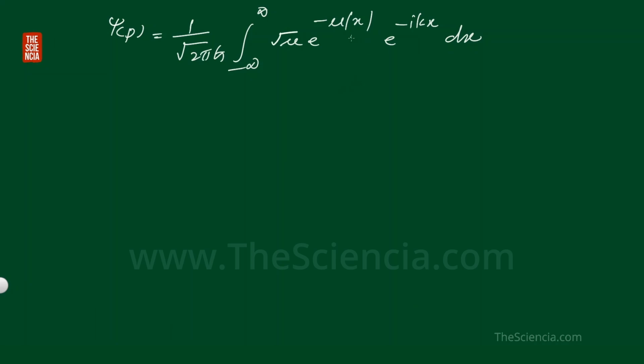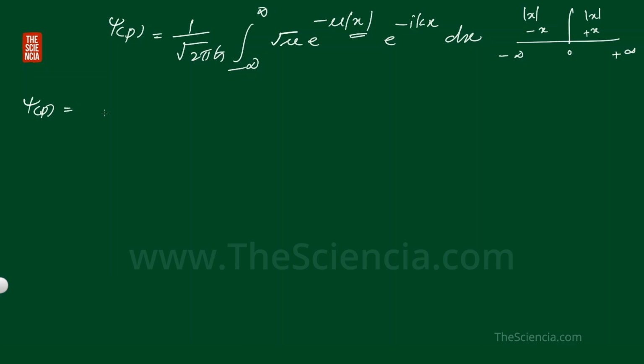Here you see, this is a mod x function. This mod x function has different values in the negative region and the positive region. So we have to separate this integral into two integrals: one from minus infinity to 0 and the other from 0 to plus infinity. In the negative x-axis, mod x will have negative x value, and in the positive x region, mod x will have positive x value. That is why we are separating this integral.